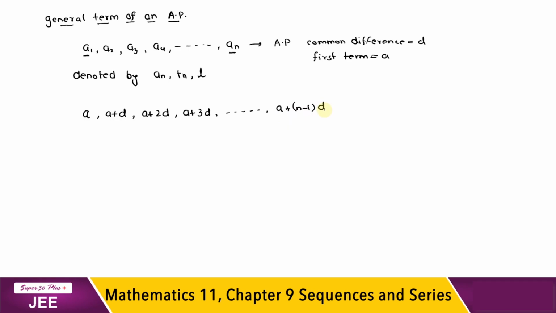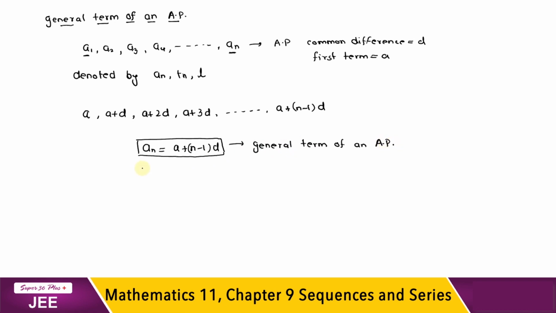D, because there is a pattern, and that pattern suggests that in the fourth term here we have 3 multiplied by D, in the third term here we have 2 multiplied by D, in the second term here we have 1 multiplied by D. So in the nth term we will have n minus 1 multiplied by D. So this is the formula of the general term of an AP, which is An equals A plus n minus 1 times D. A plus n minus 1 into D. So this is the formula of the general term of an AP.